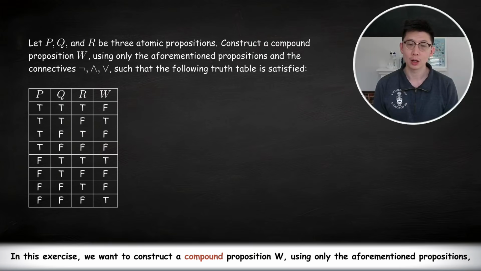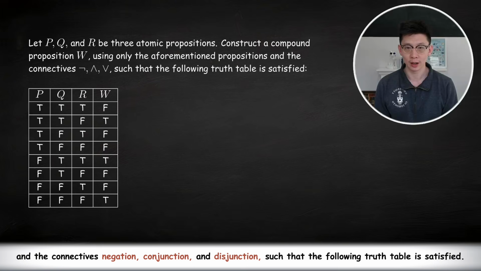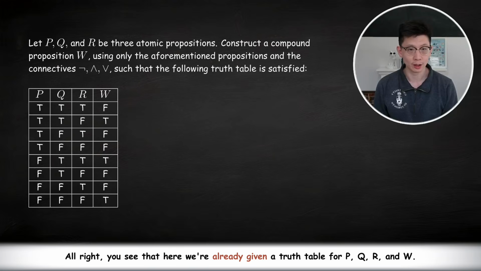atomic propositions. In this exercise, we want to construct a compound proposition W using only the aforementioned propositions and the connectives, negation, conjunction, and disjunction, such that the following truth table is satisfied. Alright, you see that here we're already given a truth table for P, Q, R, and W.